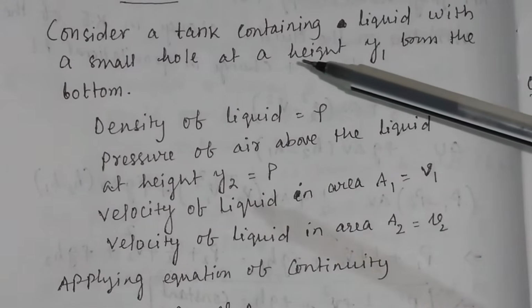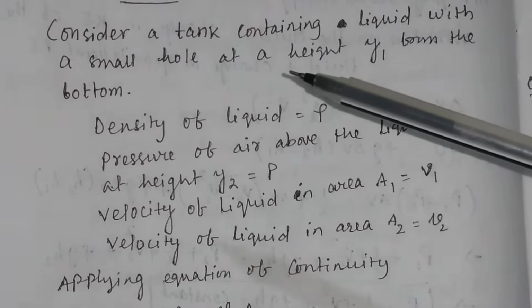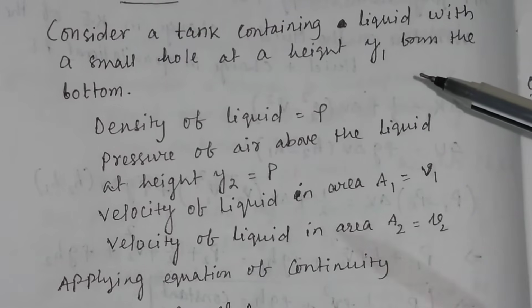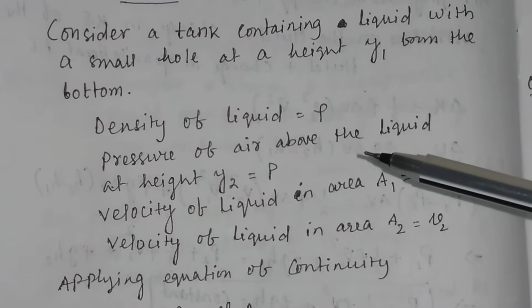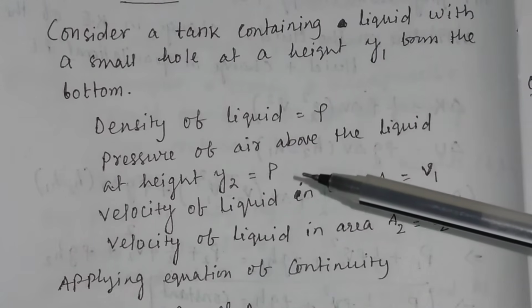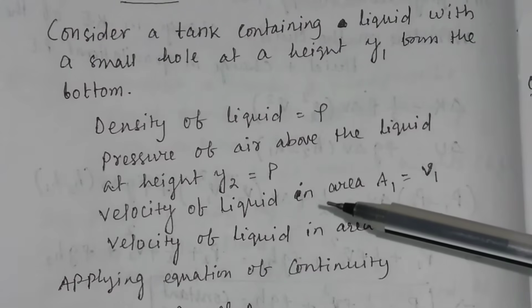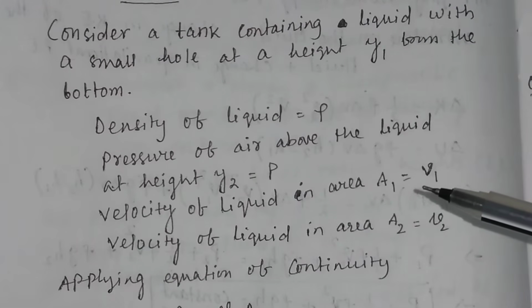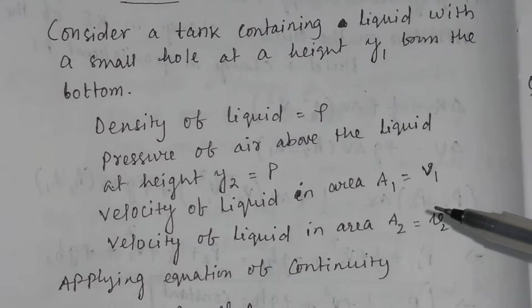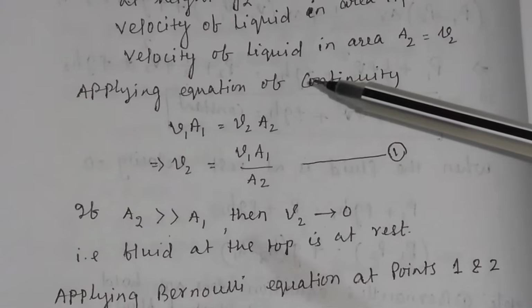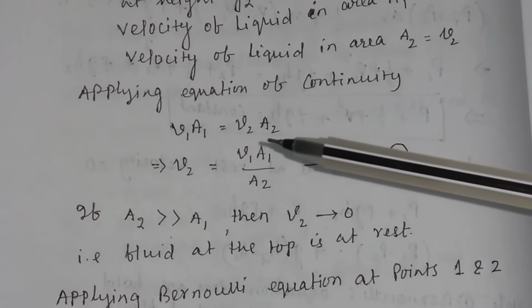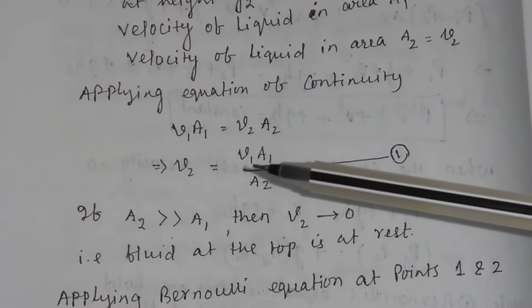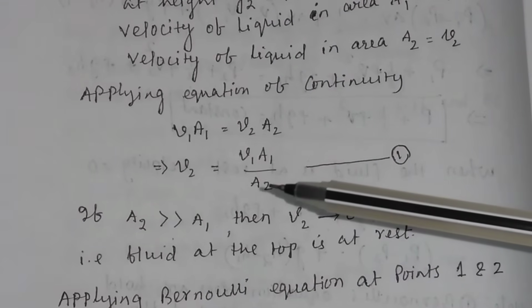So consider a tank containing liquid with a small hole at a height y1 from the bottom, density of liquid rho, pressure of air above the liquid at height y2 equal to P, velocity of liquid in area A1 equal to V1, and velocity of liquid in area A2 equal to V2. So applying the equation of continuity, A1 V1 will be equal to A2 V2. So V2 will be equal to A1 V1 divided by A2.